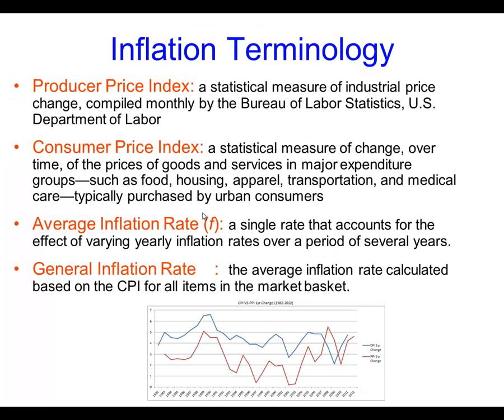To measure inflation, we can use two different price index indicators. The producer price index, which is a statistical measure of industrial price change compiled monthly by the Bureau of Labor Statistics, U.S. Department of Labor, and the consumer price index, which is a statistical measure of change over time of the prices of goods and services in major expenditure groups, such as food, housing, apparel, transportation, healthcare.